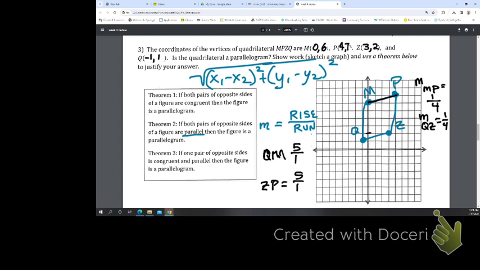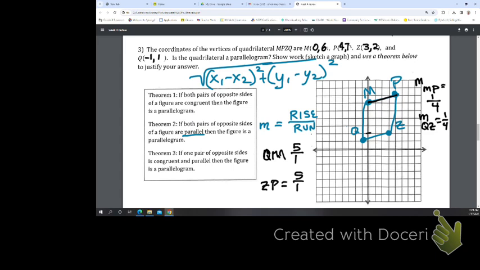Do you see what I've done? So I've shown the slope. If you want to actually find the slopes using the points, we should still get the same answers. If it looks like it is a parallelogram, and then your numbers aren't coming up right, double check yourself.